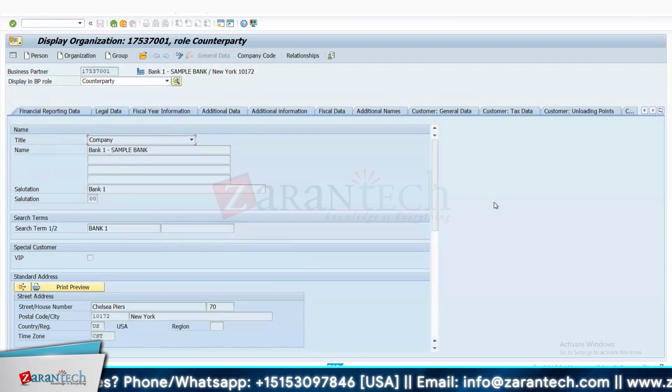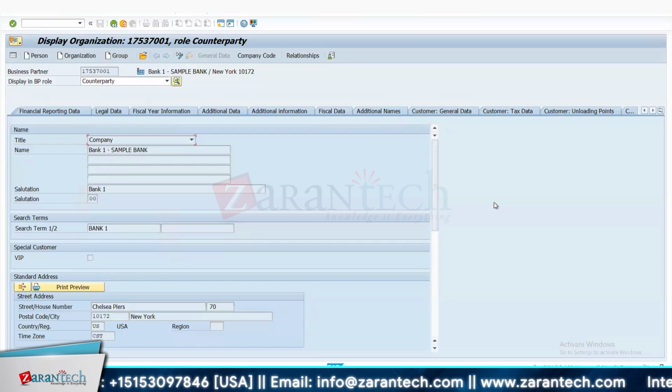One question: does this treasury module have only one type of counterparty, or do they have different types of roles for the treasury module? There can be different types of roles as well. Let's say if you're issuing bonds, then you also need something like a depository bank.